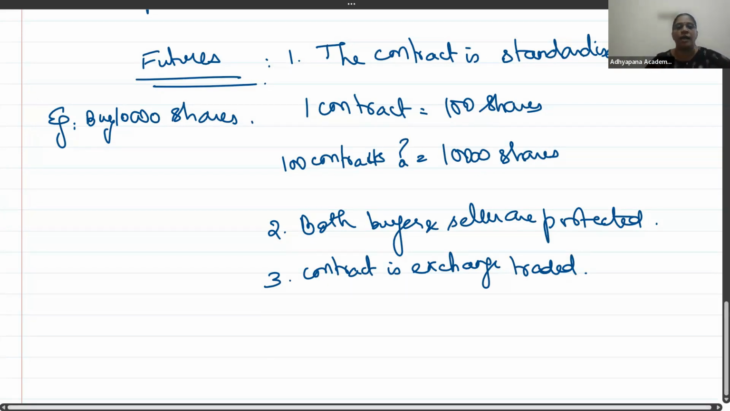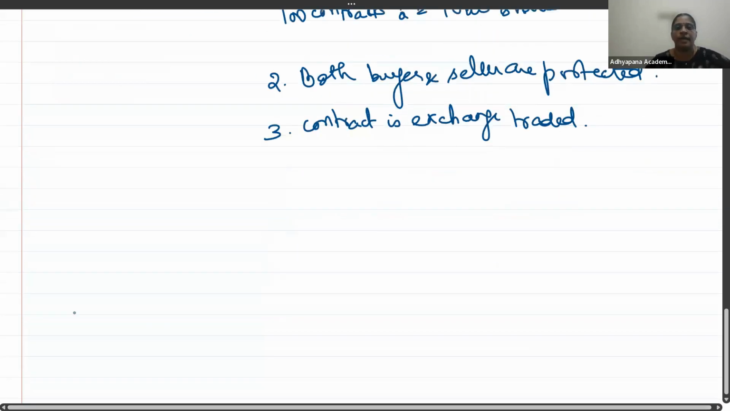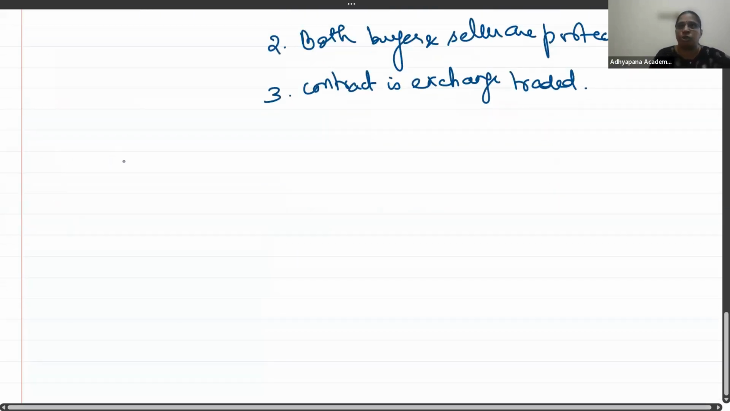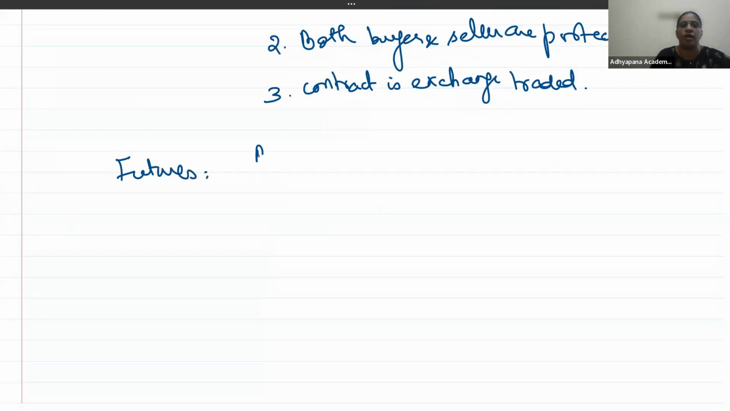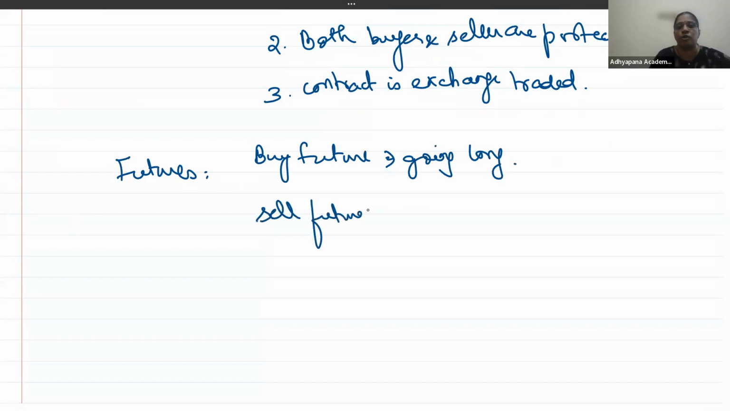Okay, so under a futures contract, there are two terms which are used. When you are going to buy futures, you don't call it buying futures. Instead, you say go long. Buying futures is going long and selling futures is going short. These are the two terms used in a futures contract.